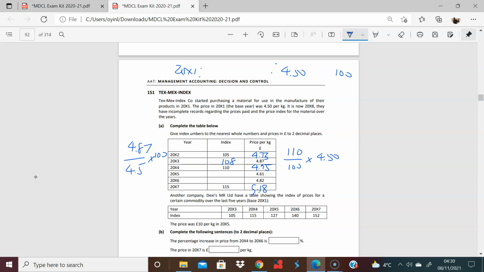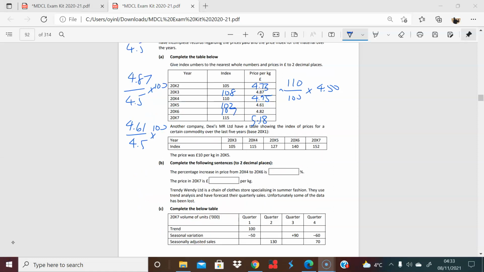I'll do the same thing again. 4.61 divided by 4.5 times 100. You have a base of 102. I'm just rounding up to the nearest whole number. And finally, 4.82, which is what this one here is. 4.82 divided by 4.5 times 100 is 107, and that's the first part of that question.